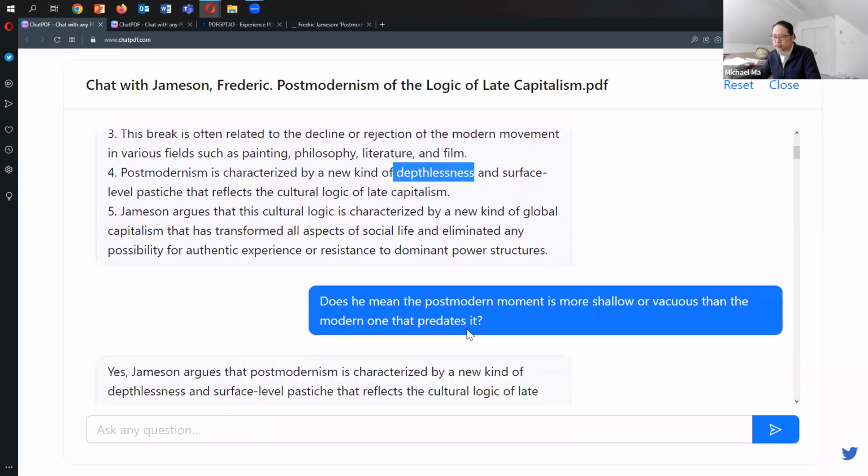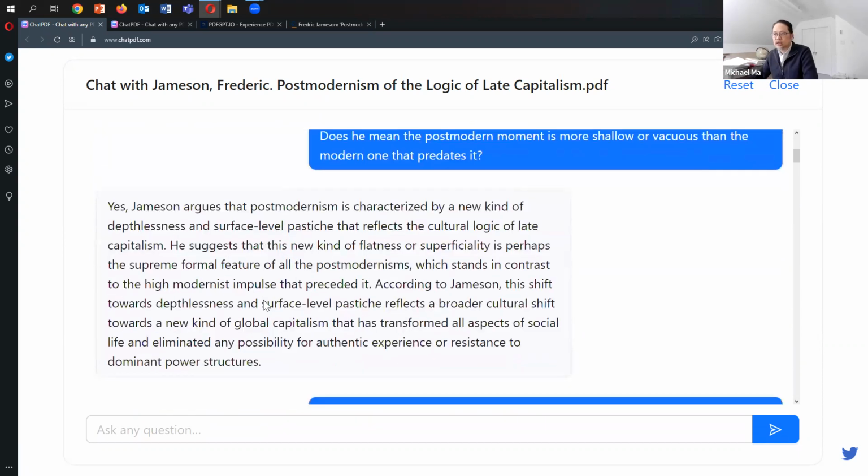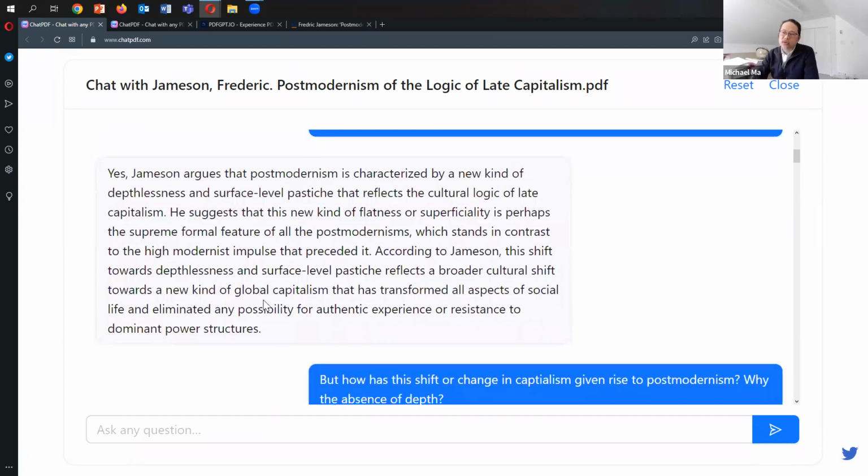So I asked the question, does he mean that the postmodern moment is more shallow or vacuous than the modern one that predates it? So I'm asking it a nuanced question. And it says, yes, Jameson argues that postmodernism is characterized by a new kind of depthlessness and surface-level pastiche that reflects the cultural logic of late capitalism. He suggests that this new kind of flatness or superficiality is perhaps the supreme formal feature of all the postmodernisms. And the answer goes on.